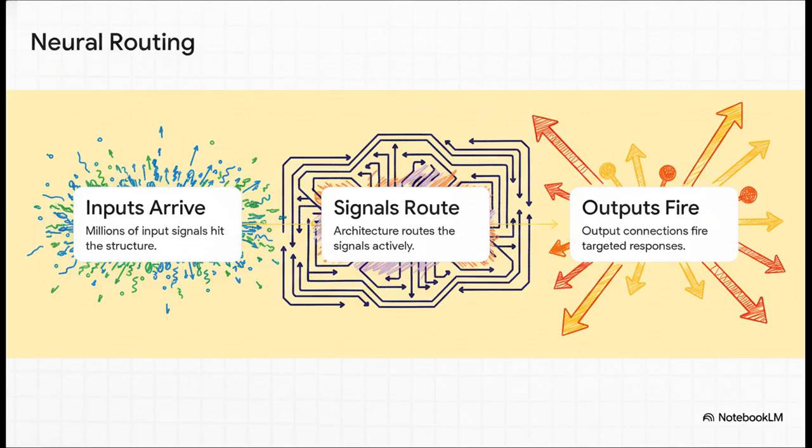And finally, step 3, the output connections fire. The decision is made and the signal shoots back out to the rest of the brain to be executed. If this routing architecture is tweaked even a tiny bit, the whole output changes. The connections really are everything here.